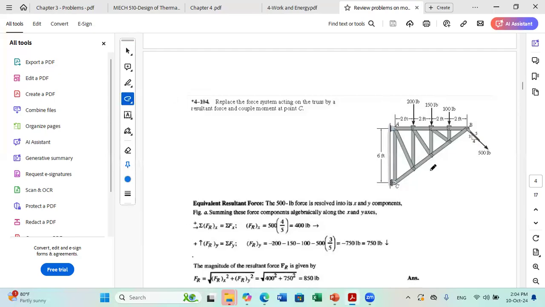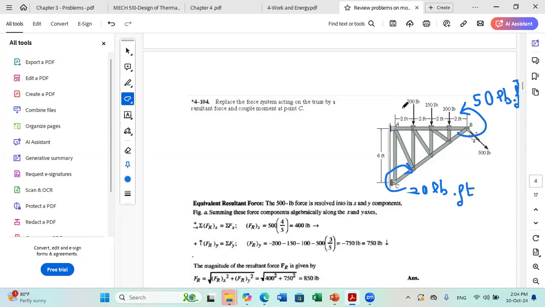I will consider, for example, that I have a couple at B. And this couple is equal, let's say, to 50 lb-ft. Okay. And I will add also another couple at C in clockwise direction equal to 20 lb-ft. Okay. And now the question is to reduce the system at A.